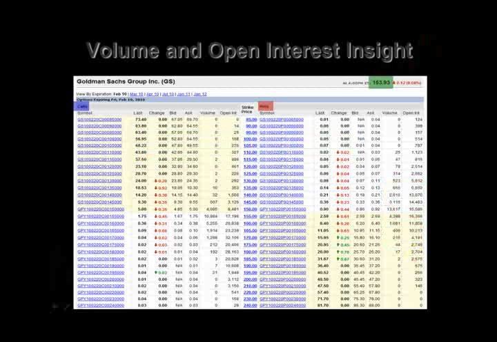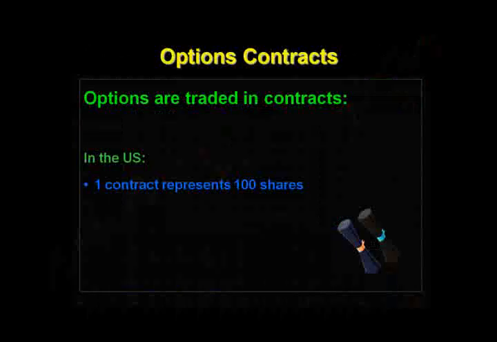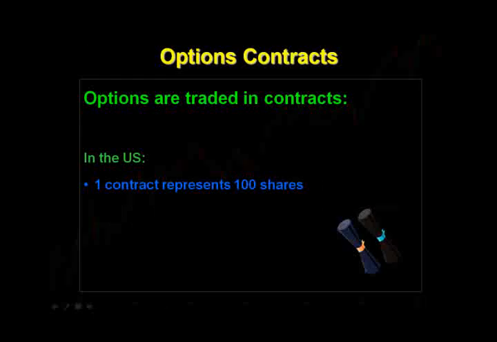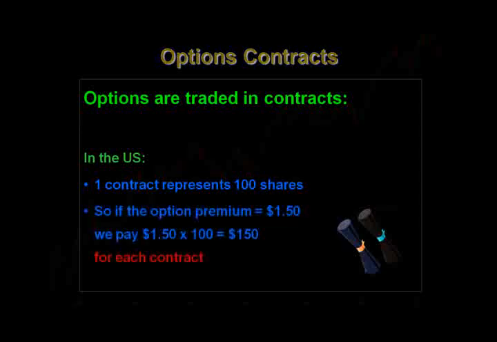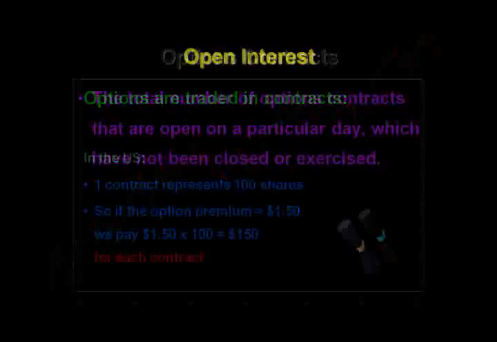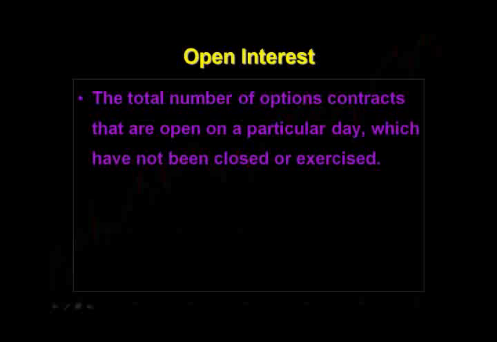So let's now complete the basics for options, and the good news is that's all we ever have to do about options in this course. Options are traded in contracts. Now in the US, one stock options contract represents 100 shares. So if the option premium you see quoted is $1.50, we would pay $1.50 multiplied by 100 equals $150 for each contract.